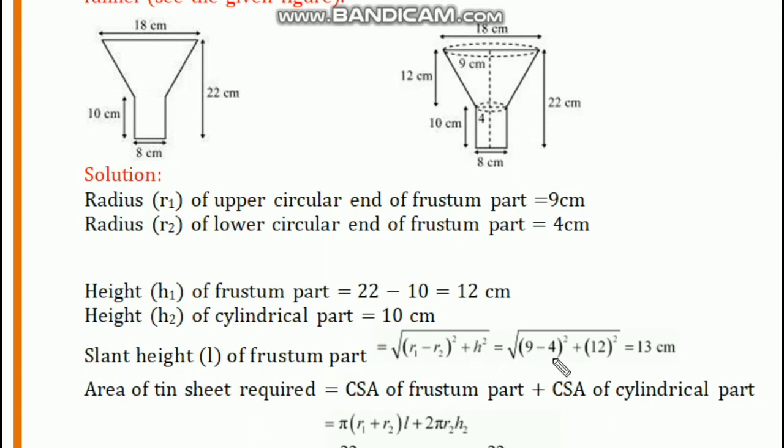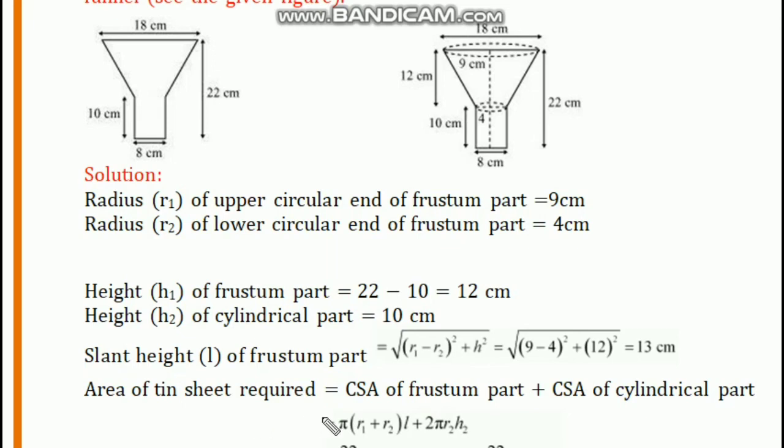So we know the radius, subtract 9 minus 4. We already discussed why we subtract here: the shape looks like a quadrilateral, and if we subtract 9 minus 4 we get a right angled triangle. Then we can easily find the slant height by using the Pythagoras theorem. For that purpose we use this concept r1 minus r2. Substitute the values here, and we get the answer as 13 centimeter.